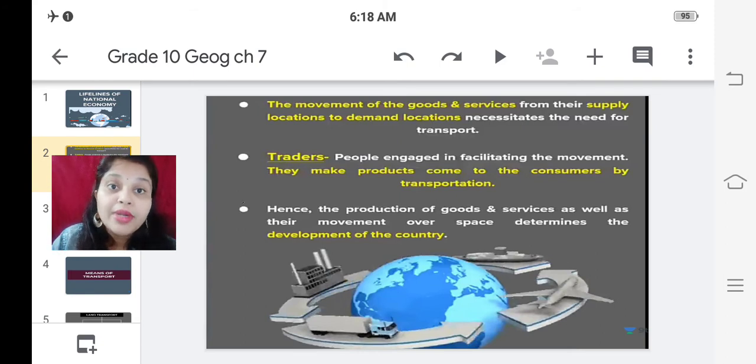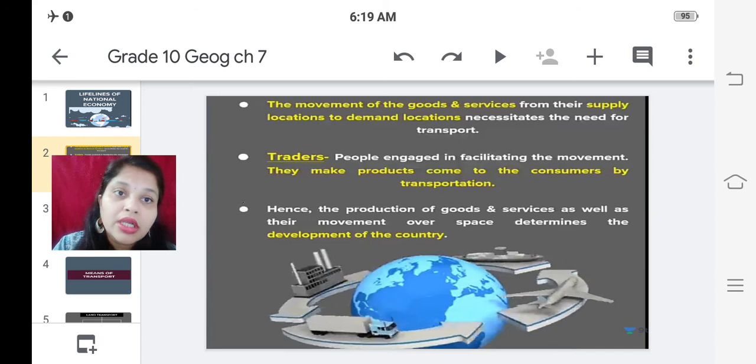So this thing has necessitated the need for transport. What thing? The movement of goods and services from their supply location, जहाँ से supply होता है, from there to the demand location. So where the good or the service has been demanded, वहाँ तक ले जाने के लिए we need transportation. And who does this transportation? Traders. Traders are people engaged in facilitating the movement. They make products come to the consumers by transportation. Hence, the production of goods and services as well as their movement over space determines the development of the country.